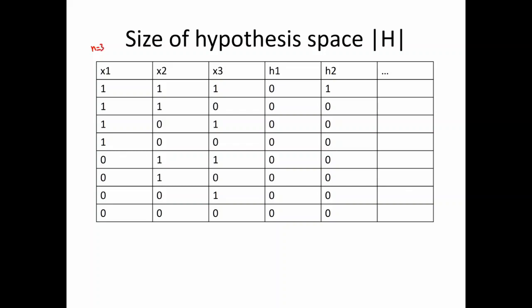So as an example, suppose n is 3. So each data point is represented by a 3-dimensional vector. And so we have 2 to the power of 3 data points. And for each of these data points, the model can output 0 or 1. H1 and H2 are different models because they differ in output in at least one of these data points. And a function can map each data point to either 0 or 1. So there are two choices for each data point, and there are 8 data points. So you have a total of 2 to the power of 8 models, or 2 to the 2 to the 3.